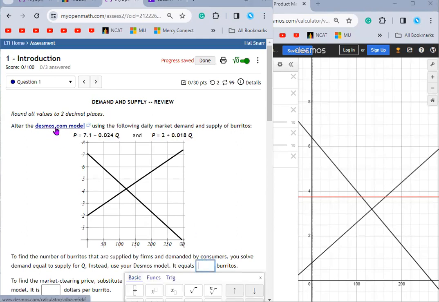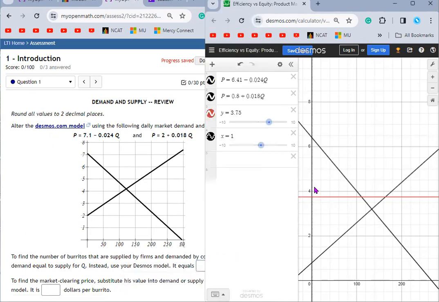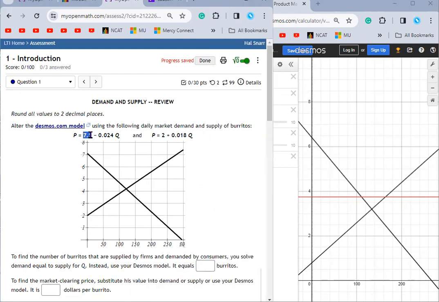Now, what you want to do is click on this link here, and I have a preloaded model over here, but you notice the numbers are different. So everybody that is going to do this lesson is going to get a slightly different set of numbers, right? This right here is called the demand curve.